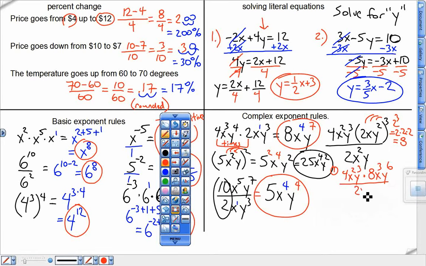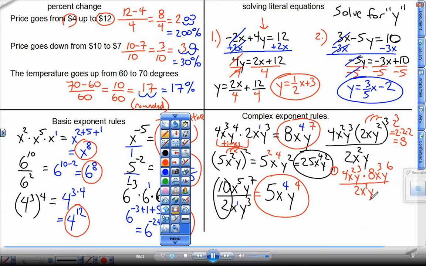Divided by 2x squared over y, leave that alone. Now again on top, multiply the two numbers. 8 times 4 gives me 32. Add the exponents. So I get 32 from timesing 8 and 4. X to the 2nd times x to the 3rd is x to the 5th. Y to the 3rd times y to the 6th is y to the 9th. Divided by 2x squared over y.